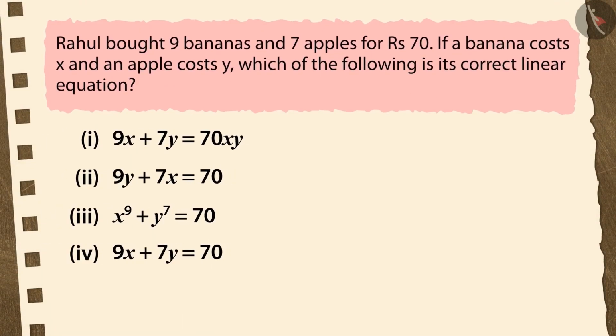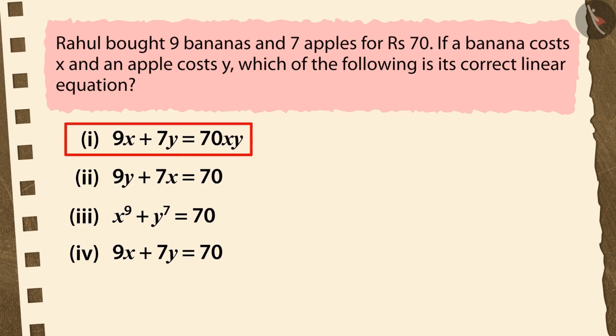Rahul bought 9 bananas and 7 apples for 70 rupees. If a banana costs x and an apple costs y, which of the following is its correct linear equation? To solve this question, pause the video and then match your answer.